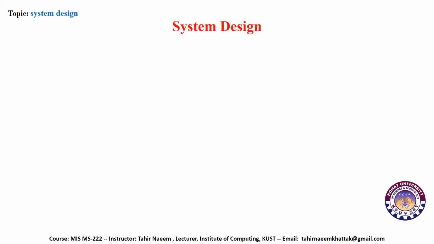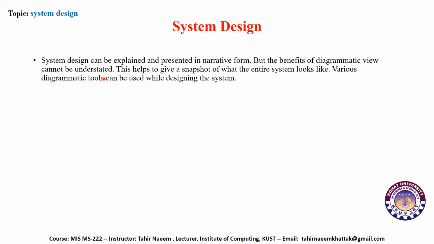First of all, system design. System design can be explained and presented in a narrative form, but the benefits of a diagrammatic view cannot be understated. This helps to give a snapshot of what the entire system looks like. Various diagrammatic tools can be used while designing a system. So whenever we design a system, it is preferred to have a diagrammatic view of the whole system plan.